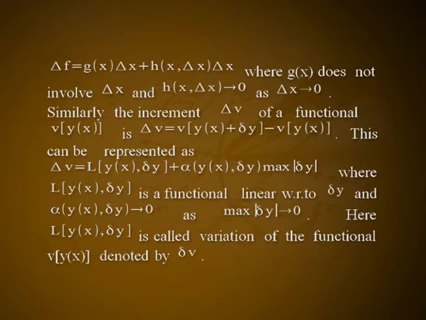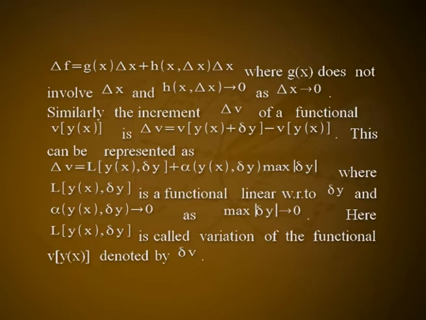Similarly, the increment delta v of a functional v of y of x is delta v equal to v of y of x plus delta y minus v of y of x. This can be represented as delta v equal to L of y of x, delta y plus alpha of y of x, delta y times maximum of mod delta y, where L of y of x, delta y is a functional linear with respect to delta y, and alpha of y of x, delta y tends to 0 as maximum of modulus of delta y tends to 0.